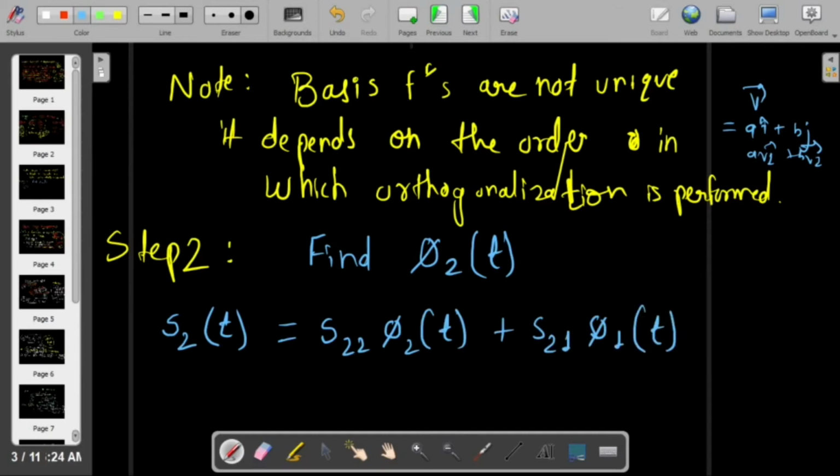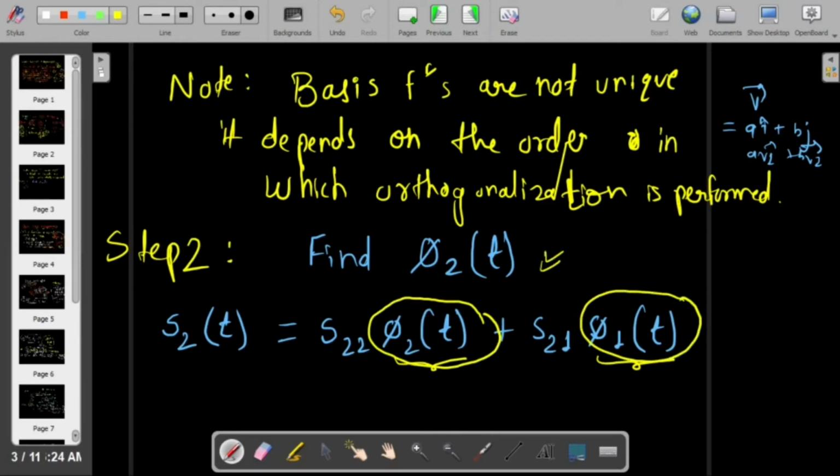Now since phi 1 and phi 2 will be orthogonal, we don't know that, but we want this, right? Since phi 1 and phi 2 will be orthogonal, we can write this, and this will be the basis. Right now we are assuming that phi 1 and phi 2 are orthogonal, but we will verify after finding phi 2 that it is orthogonal to phi 1. Actually we will find it like that.